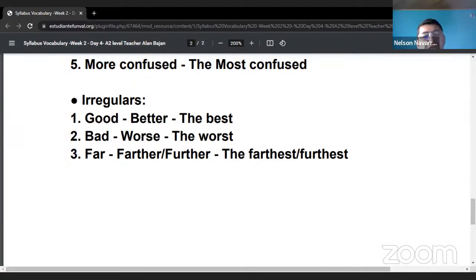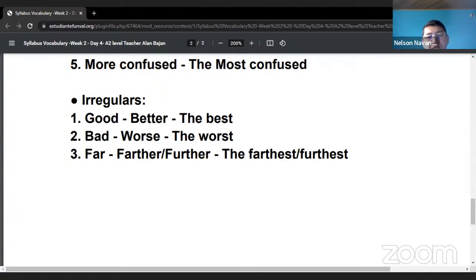Teacher, excuse me, the irregulars only three or all irregulars? No, we have more. These are the most common ones. Good, bad, far.